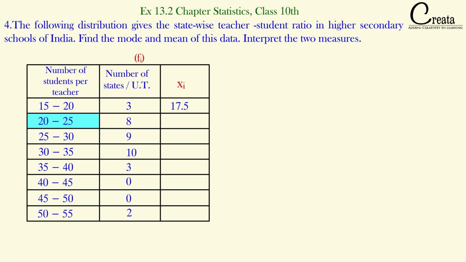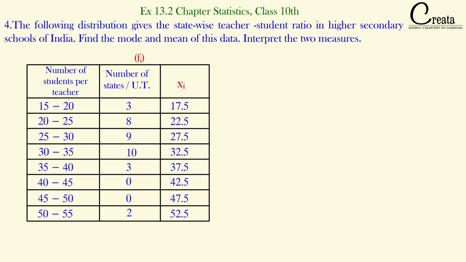Second row, 20 to 25, the midpoint will be 22.5. Next, 25 to 30, the midpoint will be 27.5. Similarly 32.5, 37.5, 42.5, 47.5 and 52.5.